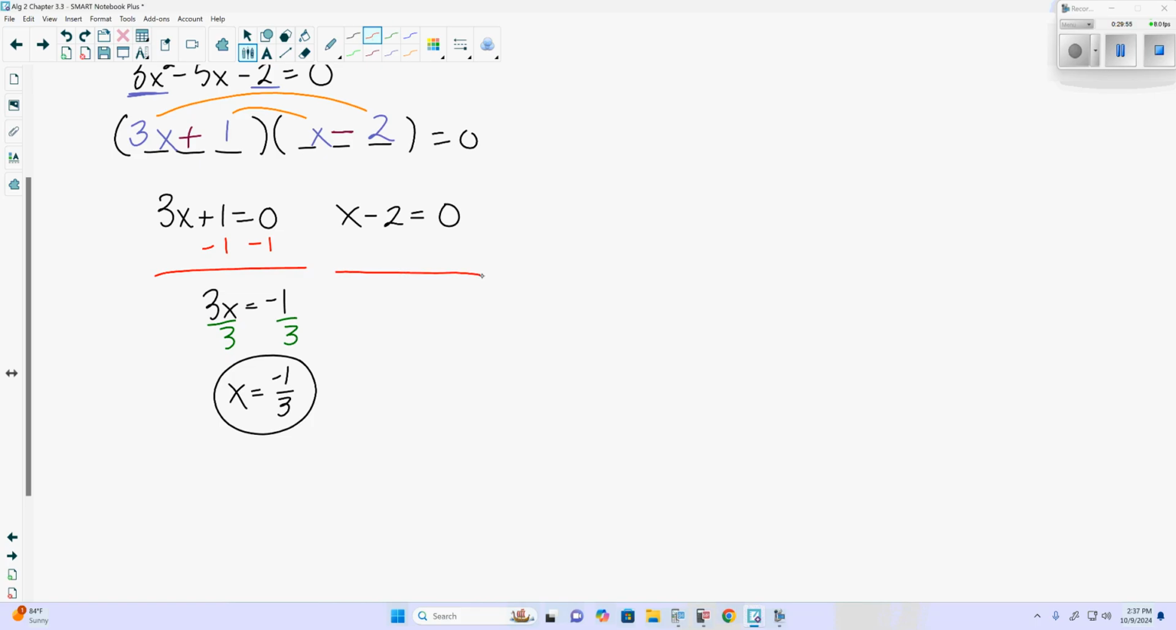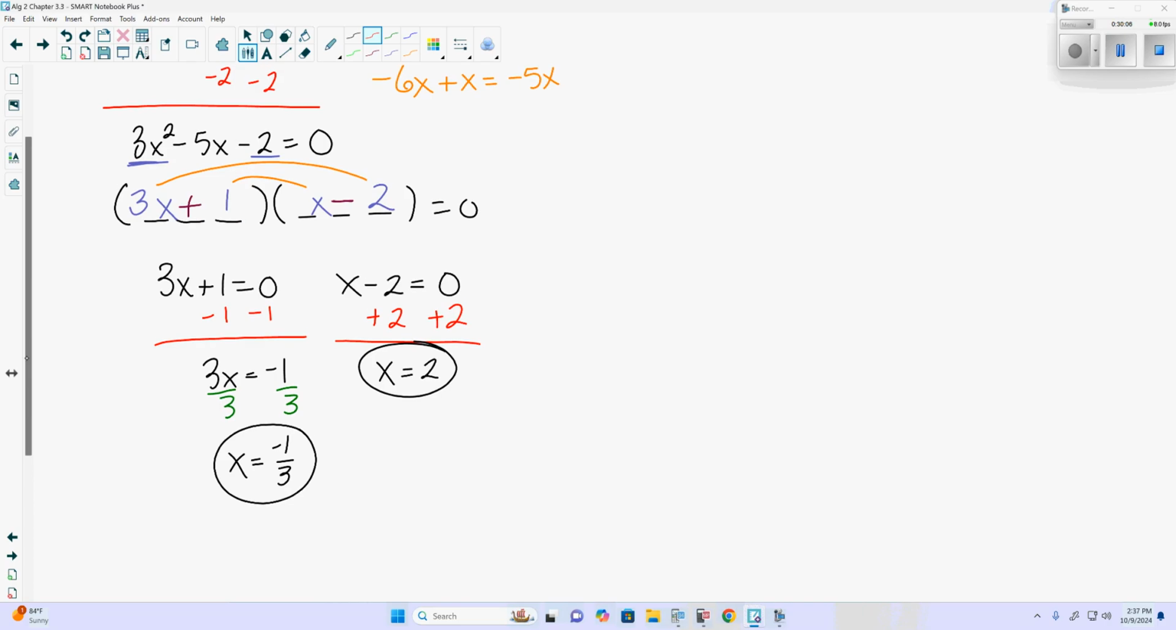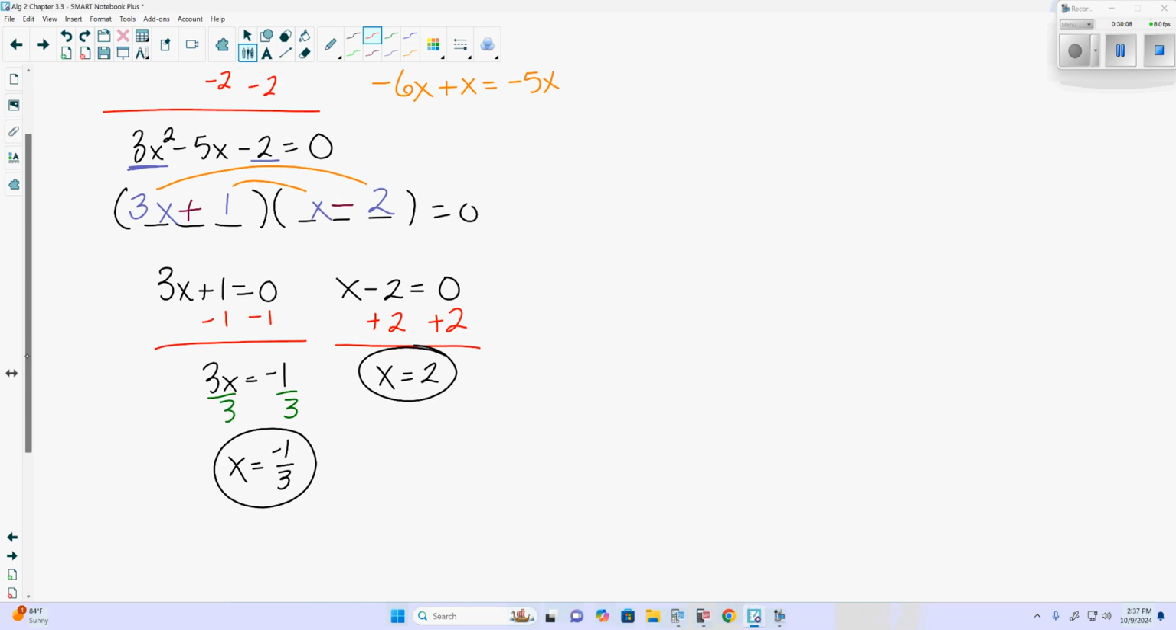On the other side, x minus 2 equals 0. So what we need to do is add 2 to both sides, telling us x is equal to 2. Now, if we had graphed 3x squared minus 5x minus 2, the graphing calculator would have given us one of those two answers. It's given us 2, but it wouldn't necessarily have given us the negative 1/3. Questions on this here?